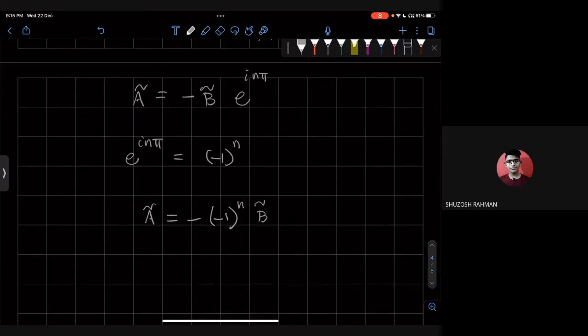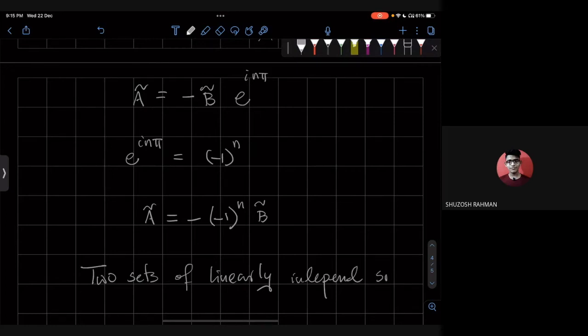So we have two sets of linearly independent solutions, right? Is that clear why? Exactly. I don't think I'm sure about that. Okay, sure. So let me show you.